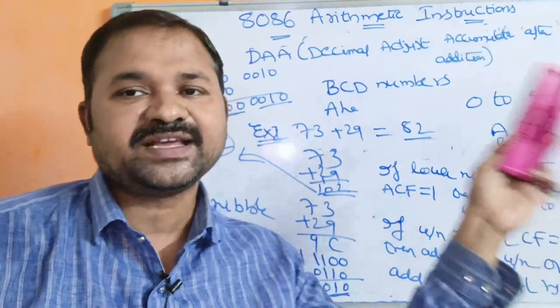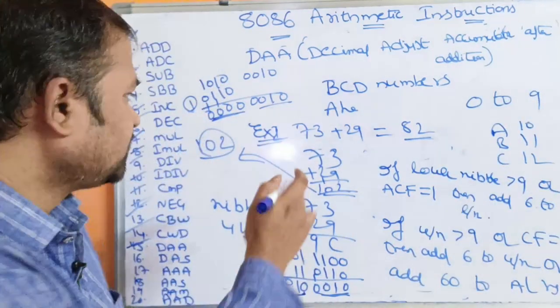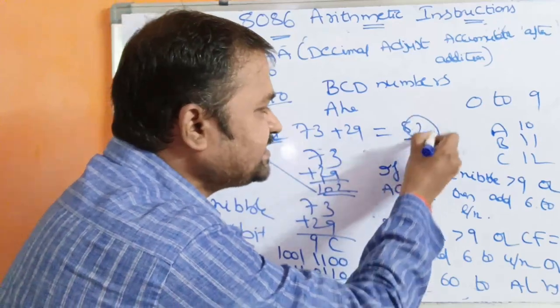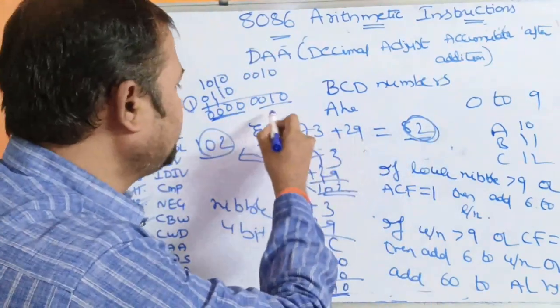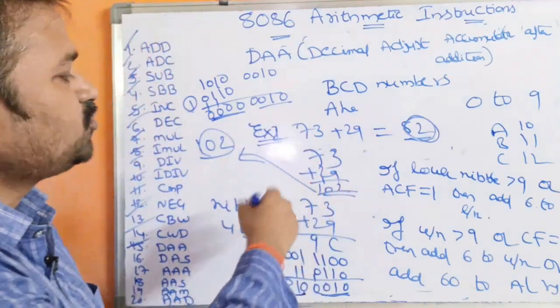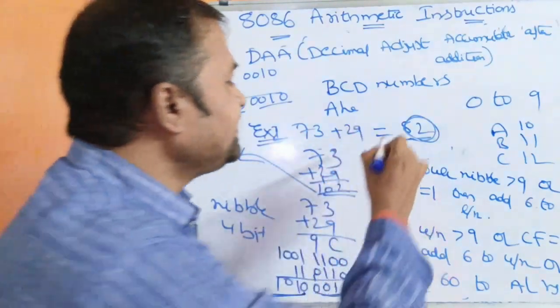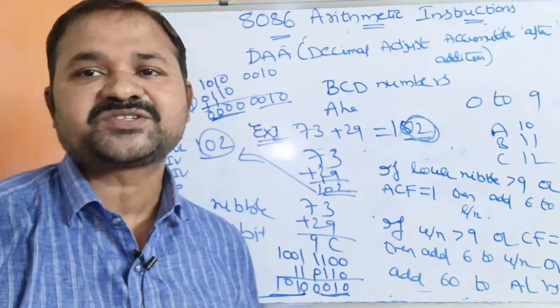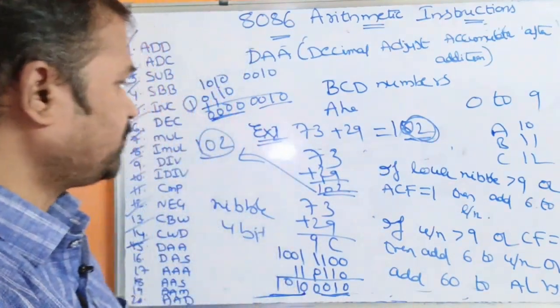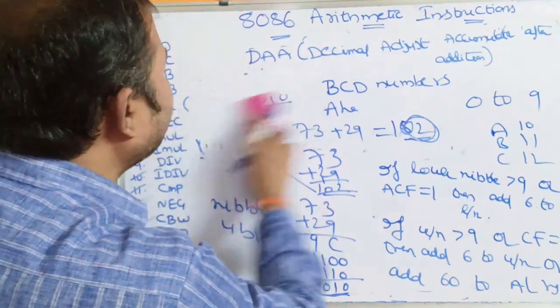So in this way we can do the addition. Here the result is 102, and 102 means a decimal number only. 73 plus 29 means 102, whereas in the previous example, 53 plus 29 means 82. Okay, so this is about DAA.